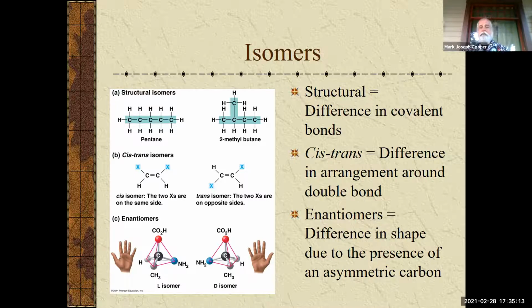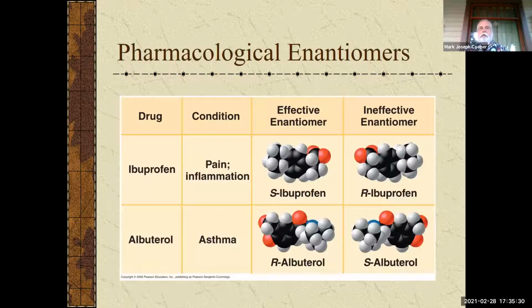And then the last one is the enantiomer, and these are asymmetric carbon molecules. The example of this is always given as your left and right hand. They're not exactly the same, they're mirror images. And so that becomes important. I want to show you an example of why this is important. With pharmacological enantiomers, you're going to find out there is a left hand and a right hand of some of these structures, and some of them are effective and some of them aren't.